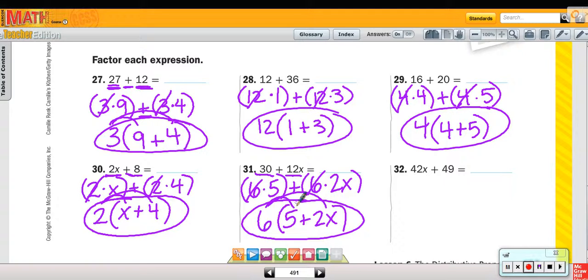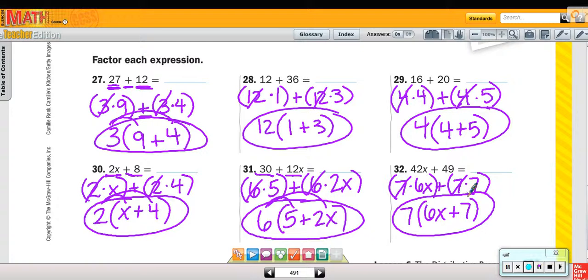What's the GCF of 42x and 49? 7. So 7 times what makes 6x? 6. Sorry, I said 6x. I'm sorry. 7 times what makes 49? 7. It's been a long week. 7 removed as our common factor leaves me with 6x plus 7. Very good.